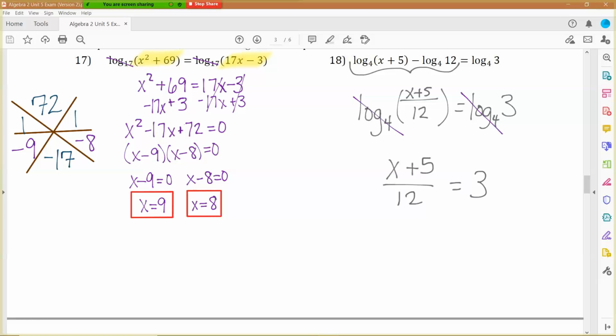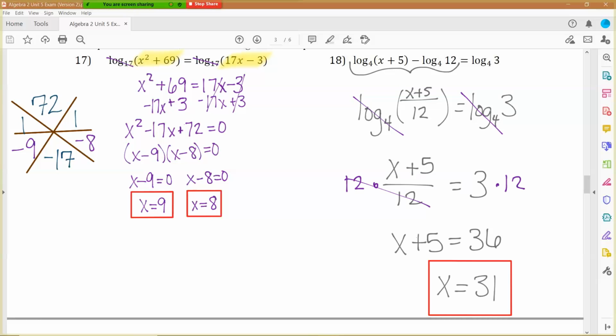I want to get rid of that fraction. To get rid of that fraction, you're going to multiply both sides by 12. That gives us x plus 5 equals 36. To get x by itself, we're going to subtract 5 from both sides. So x equals 31. Final answer.